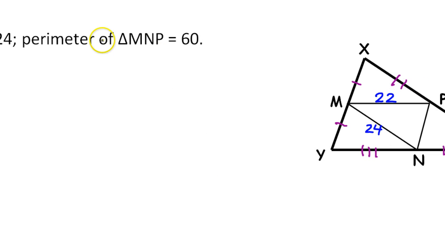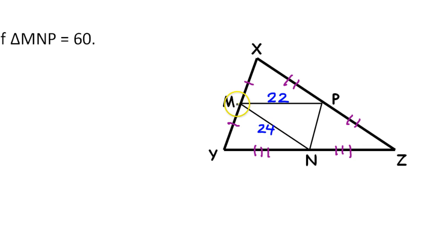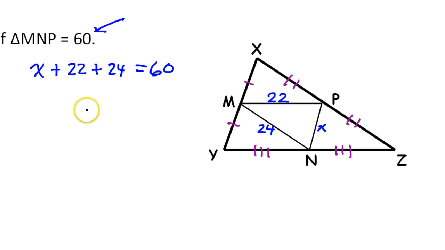And let's see, the perimeter of MNP is 60. Okay, triangle MNP. So the perimeter of this small triangle inside here is 60. Let's go ahead and find this missing side based on this perimeter being 60. The perimeter means it's the sum of all, so x plus 22 plus 24 must equal 60. In other words, if we take the 60 and subtract the 22 and the 24, that should leave the third side.